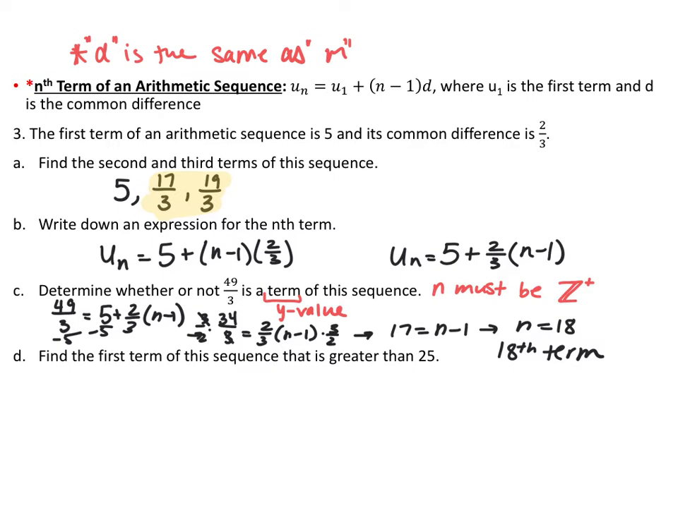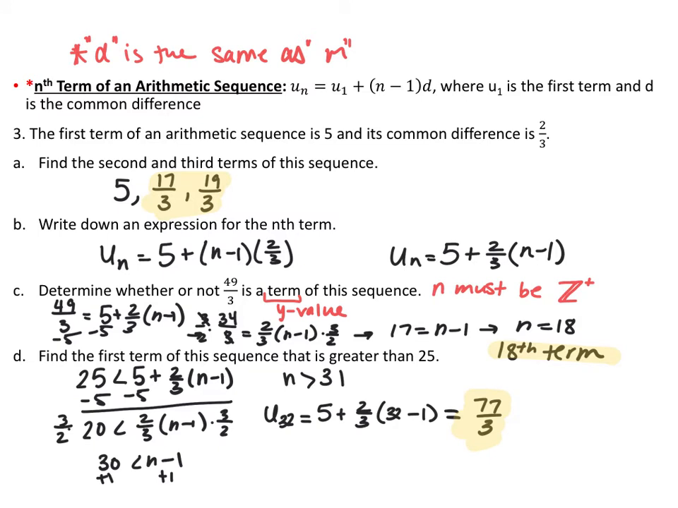Last part, find the first term in this sequence that is greater than 25. So you want u sub n to be greater than 25. Pause the video and try this one. So I took the general term, or the nth term, 5 plus 2/3 (n minus 1), and I set it greater than 25, and I solved for n. And I found that the 31st term is 25. So if I want the first one that's bigger than 25, I found the 32nd term. So I plugged in 32 for our nth term, and I found that the first term that's bigger than 25 is the 32nd term, which is 77/3.